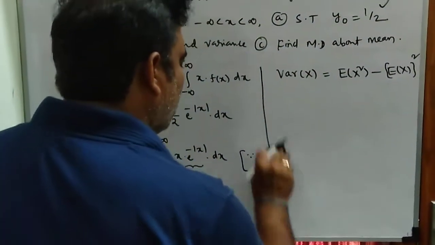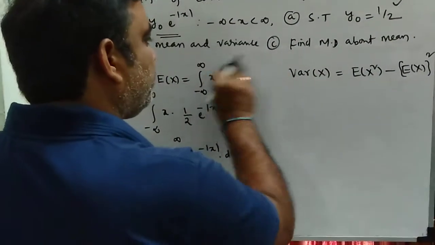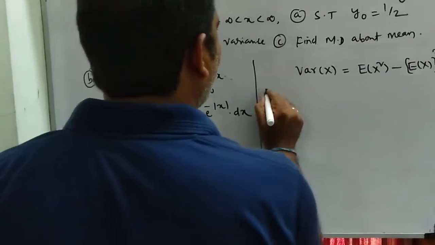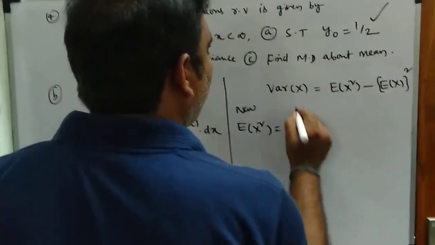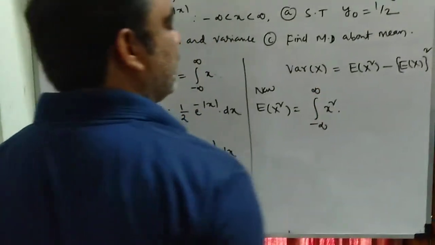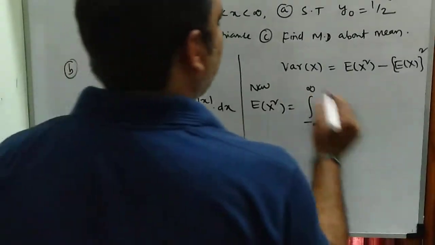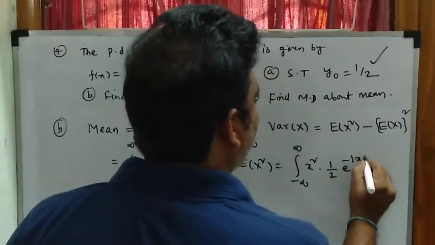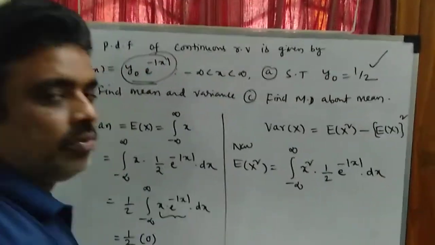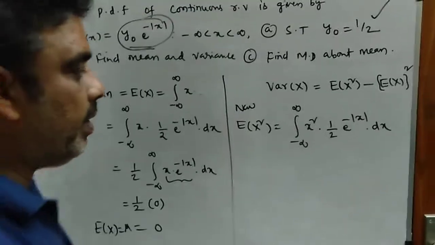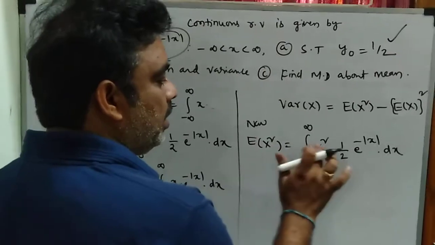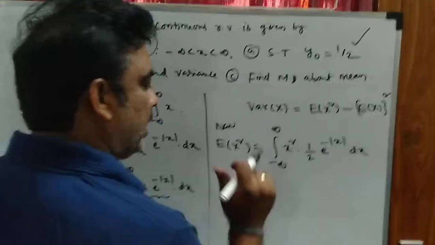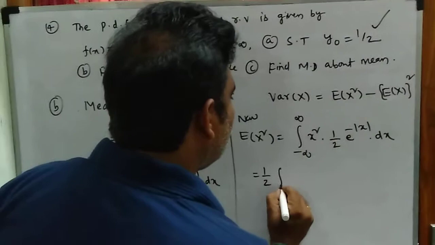So now calculate e of x square. What is e of x square? e of x square is equal to integral minus infinity to infinity x square into f of x. What is f of x? Y naught into this one. Y naught is 1 by 2 e power minus modulus x into dx. Our aim is to find the expected value of x square. By the definition of expectation, integral minus infinity to infinity function into pdf into dx. So half into integral minus infinity to infinity.